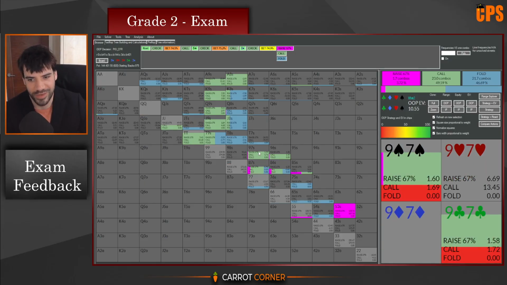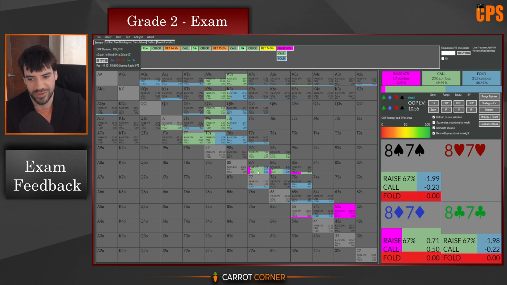It looks like the call EV is slightly higher, whereas the 8-7 is a bit more indifferent to raising. When we look at the diamond combo, in fact, the raising EV is actually slightly higher there, although this sim isn't solved to absolute accuracy, and so you're seeing a little bit of disagreement there. The solver is not quite able to make up its mind, even though it thinks at this moment in time that one option is slightly higher EV than the other.